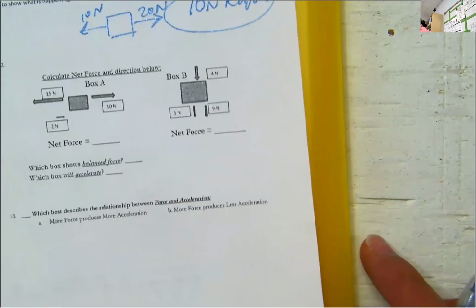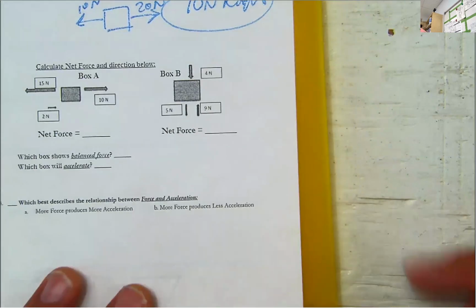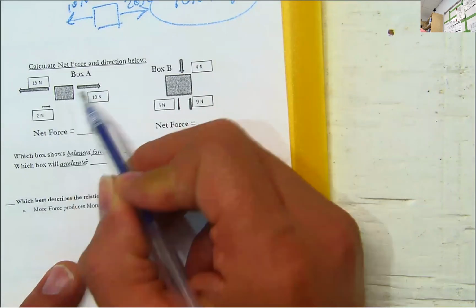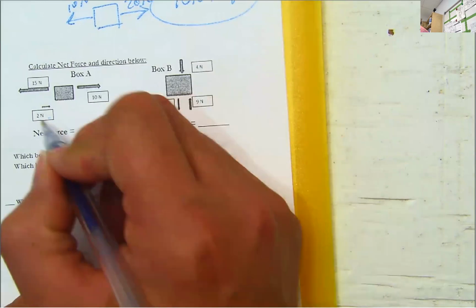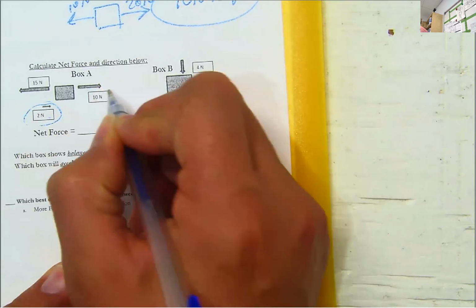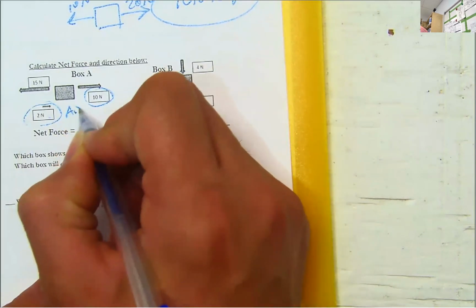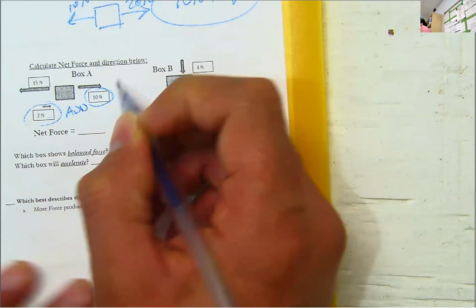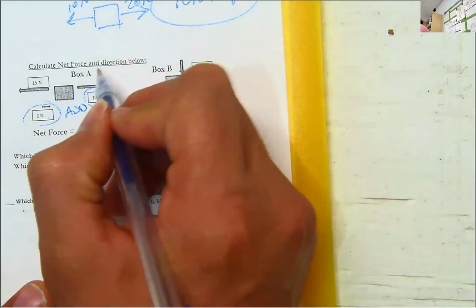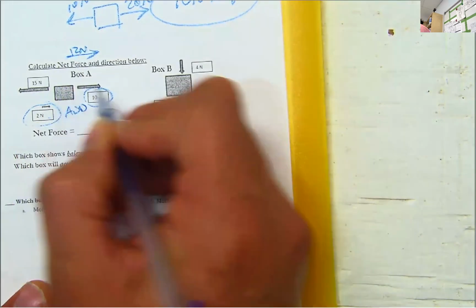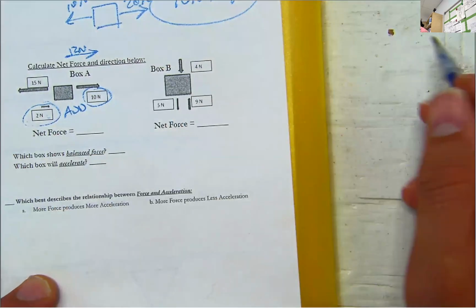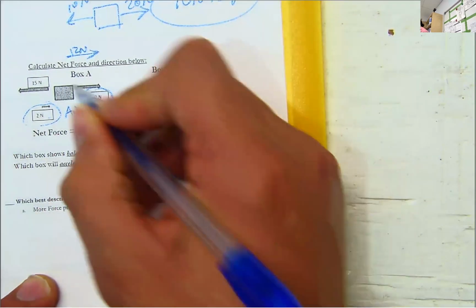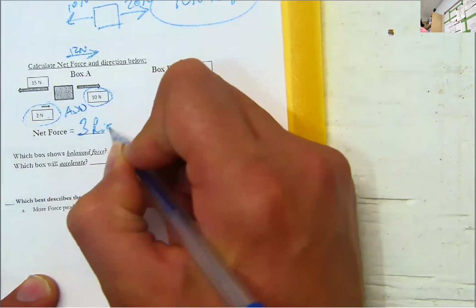Next part, number 12, calculate the net force and direction. So these two arrows are in the same direction. So what are we going to do with these? We're going to take this and this, and we're going to add these two. And so that gives us a total of 12 in this direction and 15 in this direction. So these are opposite. You subtract and you get 3. Because that's the larger force, it's going to be to the right.